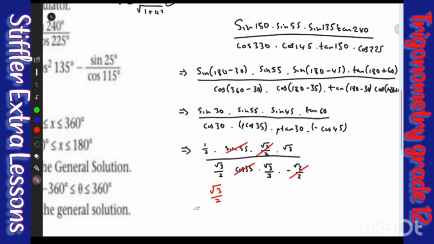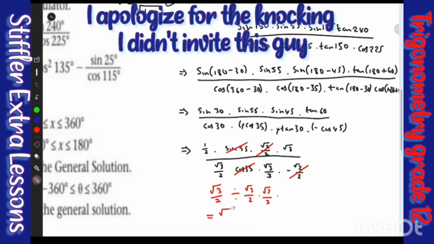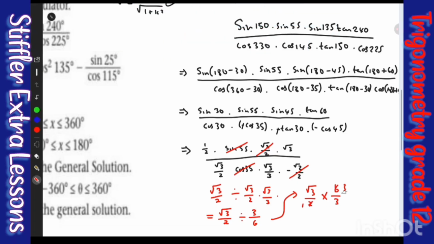So root of 3 over 2 now, what do we do next now? We know that it is being divided by what? It is being divided by root of 3 over 2, and then being multiplied by root of 3 over 3. So let's just finish that off. So we know that this will be root of 3 over 2, and root of 3 multiplied by root of 3 will just give us 3, and 2 multiplied by 3 gives us 6. So now we're going to have root of 3 over 2 times, since there's divide there, times 6 over 3. So the 3s cancel out, and our answer will be just root of 3, just like that.